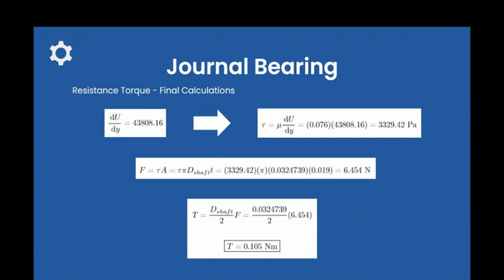In order to calculate the torque, we first need to find the shear stress from the fluid acting on the wall. The formula is shown here in the second block. Taking the derivative of U of y as shown in the first block and multiplying by viscosity yields 3,329.42 pascals. From this, we simply multiply by the area of the bearing contact surface and then by the radius, yielding force and then torque respectively. This torque is calculated to be 0.105 Newton meters.